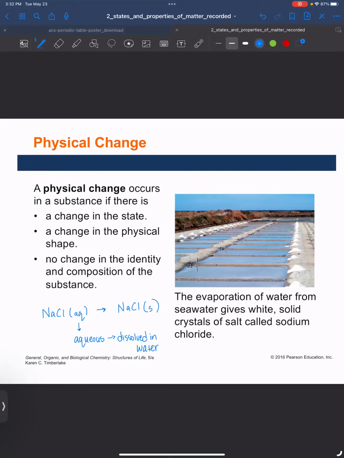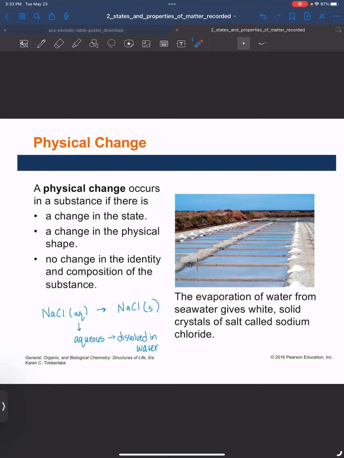But once again, the evaporation of the seawater did not change the identity of the water, did not change the identity of the salts. And so therefore, this is just a physical change taking place, even though there's two different substances that are present in this solution.